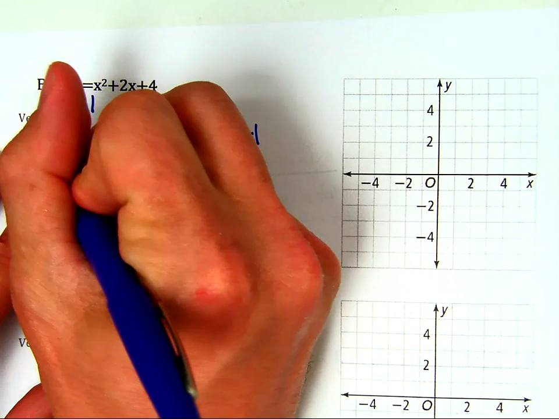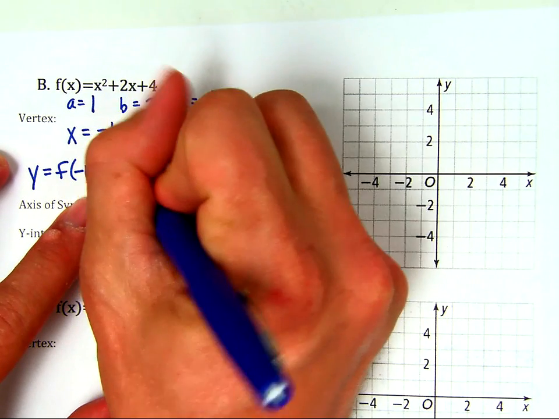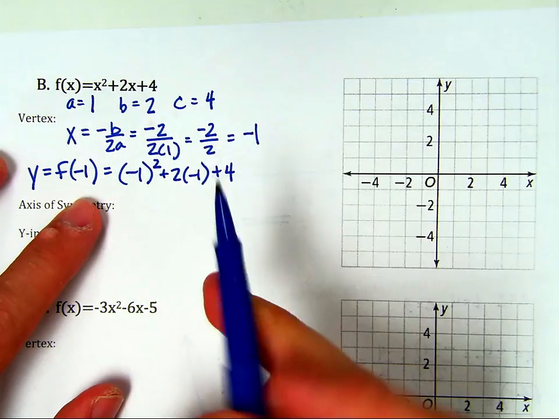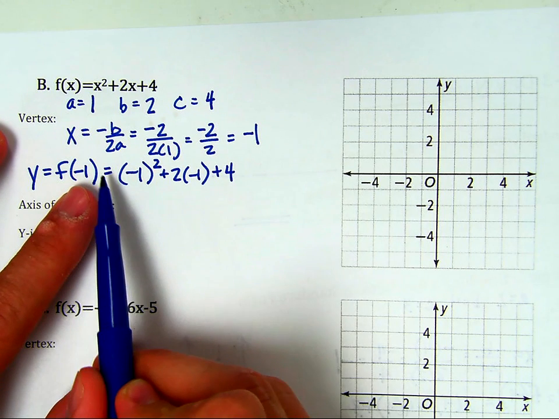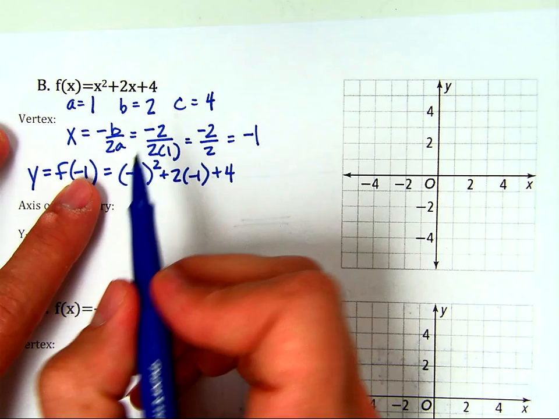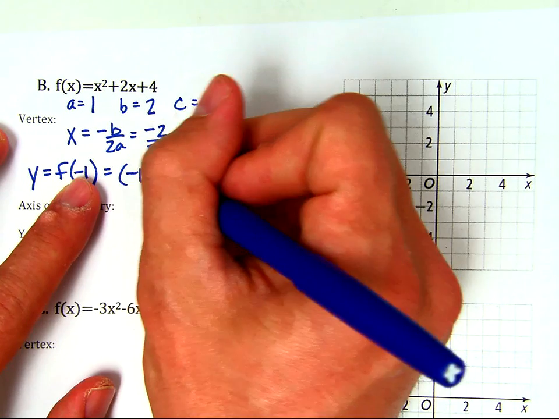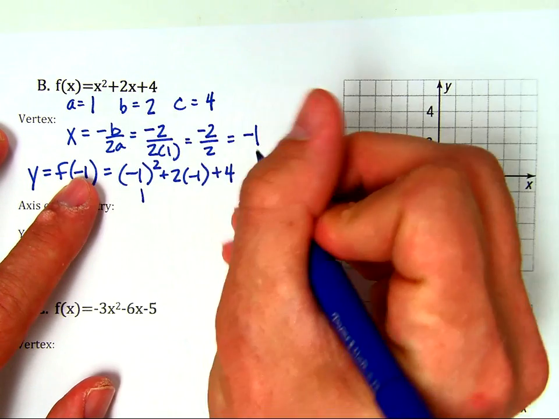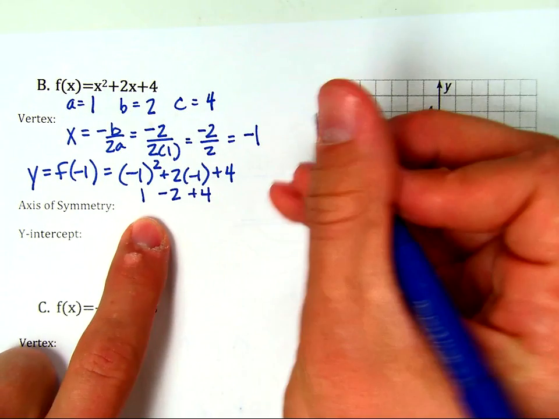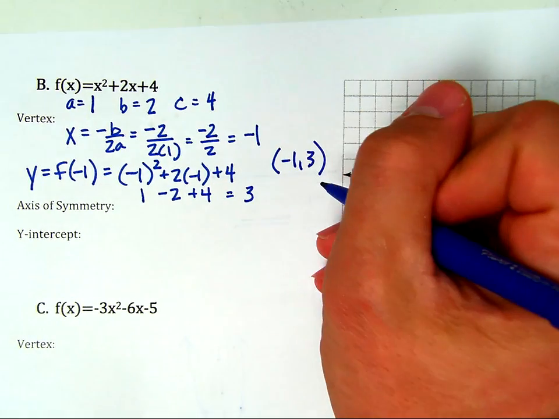So my y value is equal to f of negative 1. So I plug negative 1 into x. Now, if you want to get the y value, you can put this entire expression into the calculator, but you have to make sure that you use parentheses, otherwise the calculator will read it wrong. If you don't use parentheses, it'll read this as -1, when we know that a negative times a -1 is a +1. Then 2 times -1 is -2, plus 4 gives us -1 plus 4. I get 3. So my vertex is -1, 3.